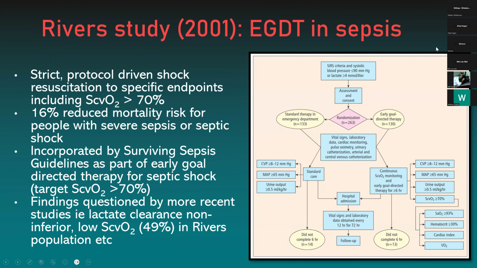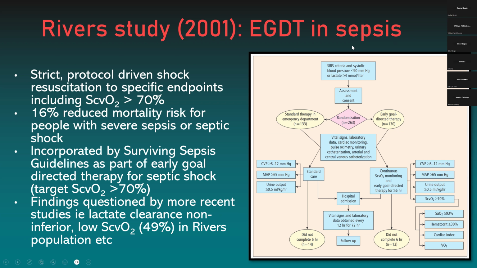And then just as a reminder, the Rivers study was really a landmark trial and changed the face of human critical care for a while. This was where they had a strict protocol-driven approach to shock resuscitation in people with severe sepsis or septic shock. A lot of these endpoints were included, but one of those was to aim for a central venous oxygen saturation of at least 70%. They found a pretty startling reduction in mortality in these patients, 16%. So this took the critical care world by storm, and it was incorporated in the Surviving Sepsis guidelines.